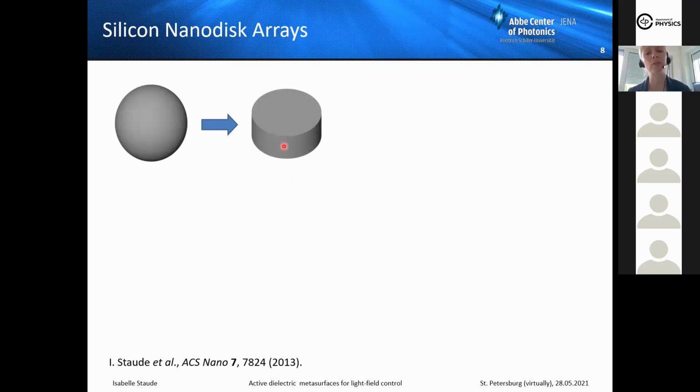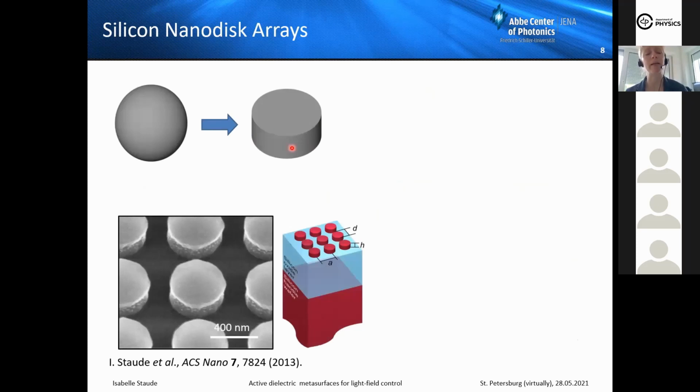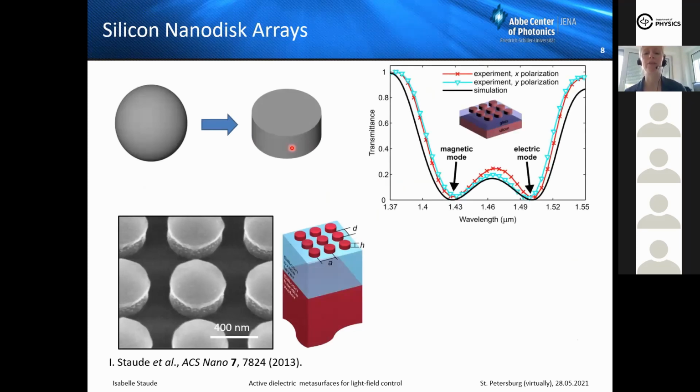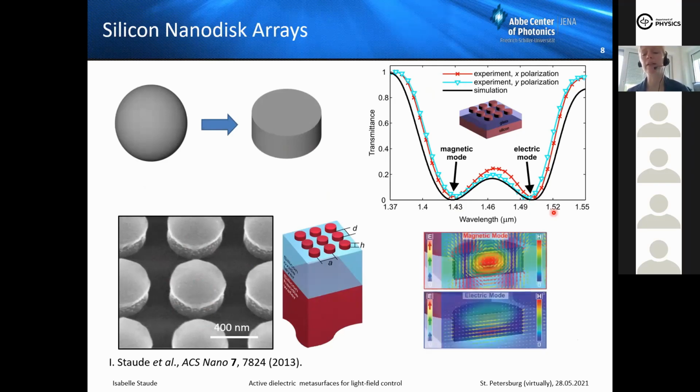So we like these extruded geometries like disks that we can make using electron beam lithography and reactive ion etching. Then if you look at the transmittance of such a silicon nanodisk metasurface, you find these pronounced minima in the spectrum. Typically what one does is perform numerical simulations, trying to get the best possible match, and also looking at the near fields and analyzing what these modes are that we see there, these minima. And here we see nicely that they correspond to the electric and magnetic dipole modes in the structure.